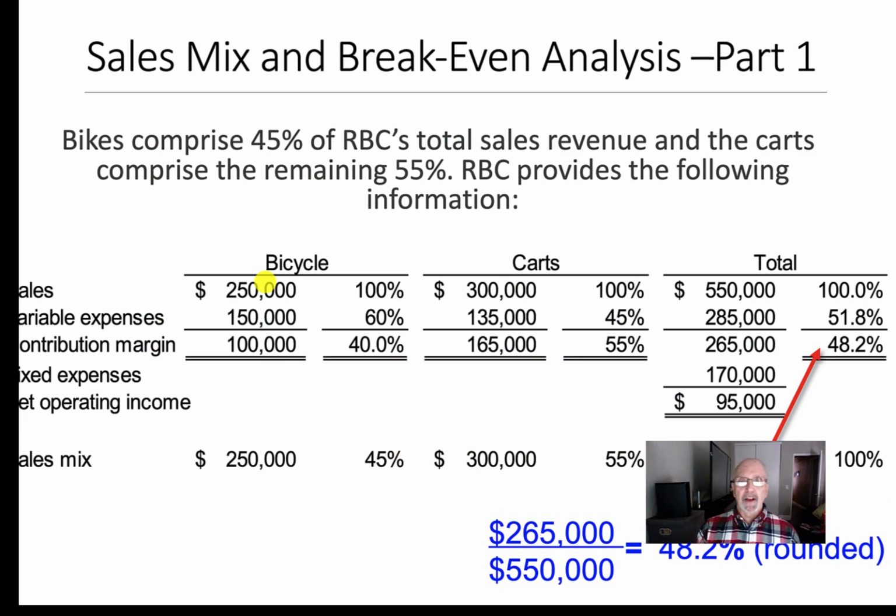So we're looking at the sales mix and break-even analysis for RBC here. We're seeing that RBC sells bicycles and they sell carts. The bicycles have a contribution margin of 40%. The carts, a contribution margin of 50%. And down here, it tells us the sales mix is 45% for bicycles and 55% for carts. So we see that when we work this through, the total contribution margin ratio is 48.2%.